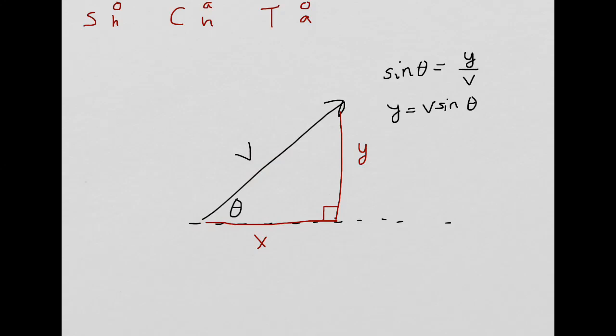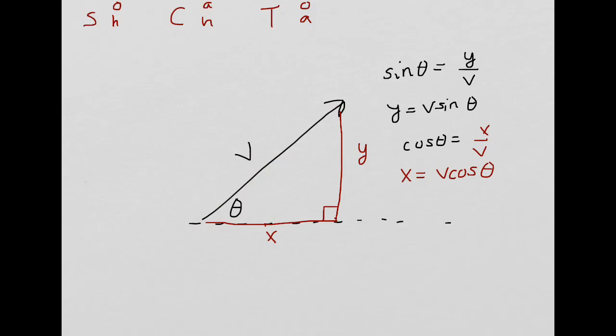I can do kind of the same process to solve for the horizontal component, x. Okay, so cosine of theta is adjacent, which means side next to, so the side next to the angle is x, over hypotenuse, which is still v. Therefore, the horizontal component, or solving for x, is v cosine theta.